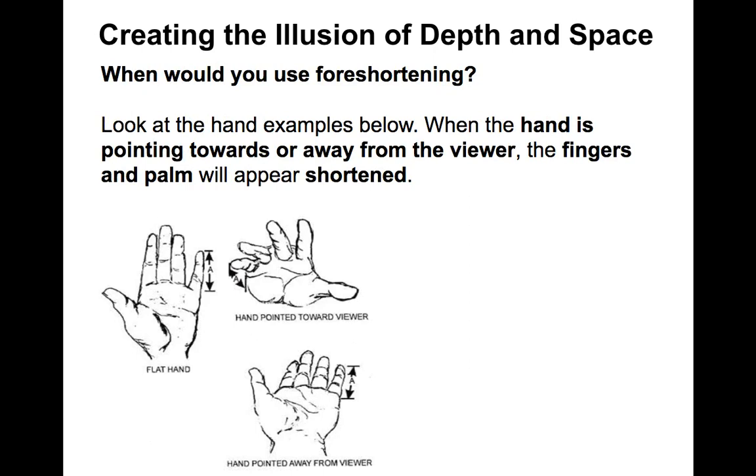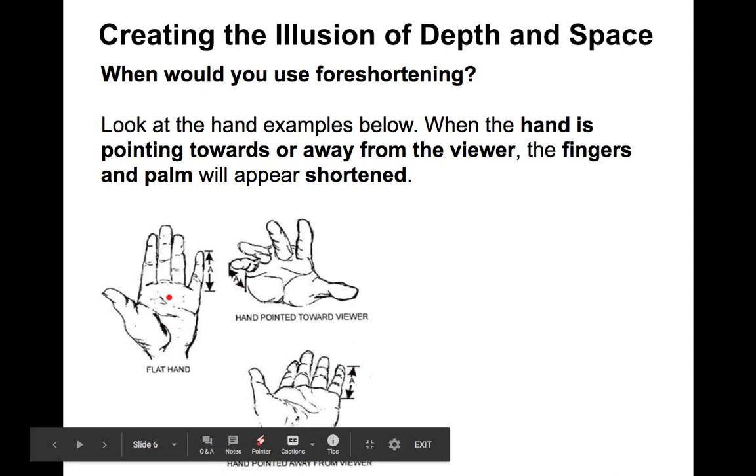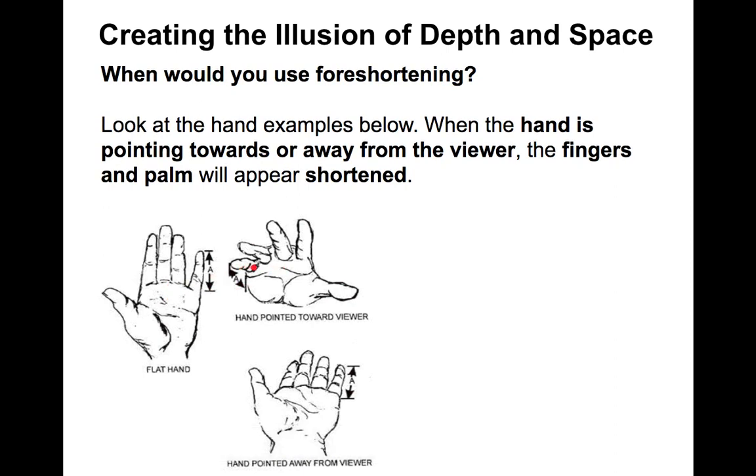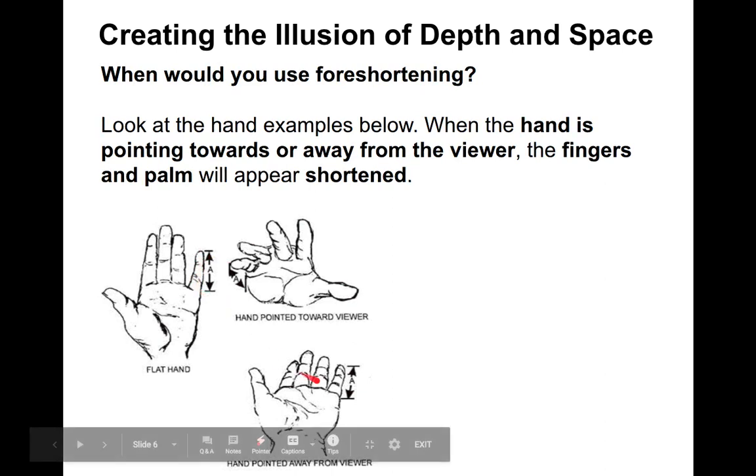Here's some more foreshortening and examples of when you would use it. You can see this in a hand, and you can do this yourself with your hand. If you have your hand facing you, the fingers get much shorter than if the hand is just flat like this, or if the hand is going away from you, the fingers get much shorter as well.